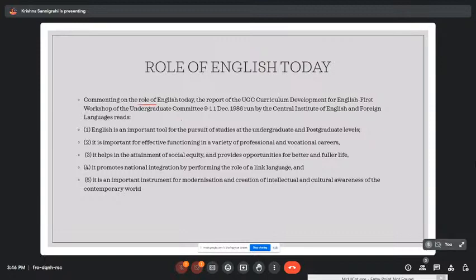So, commenting on the role of English today, the report of the UGC Curriculum Development for English, first workshop of the undergraduate committee, 9 to 11 December 1986, run by the Central Institute of English and Foreign Languages, reads as follows. English is an important tool for the pursuit of studies at the undergraduate and postgraduate levels. It is important for the effective functioning in a variety of professional and vocational careers.